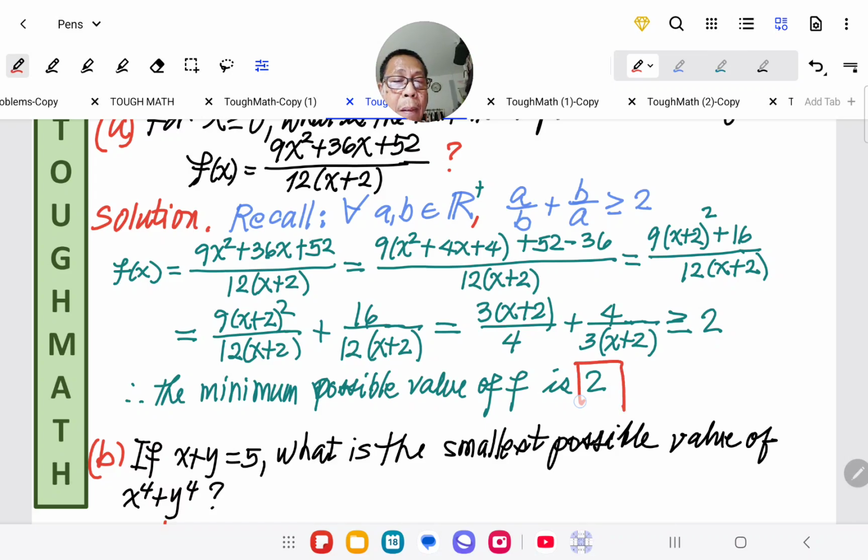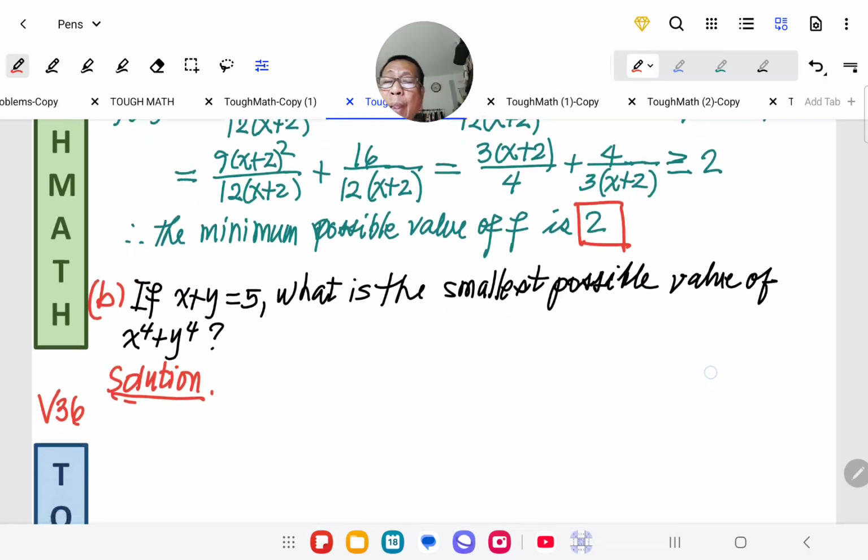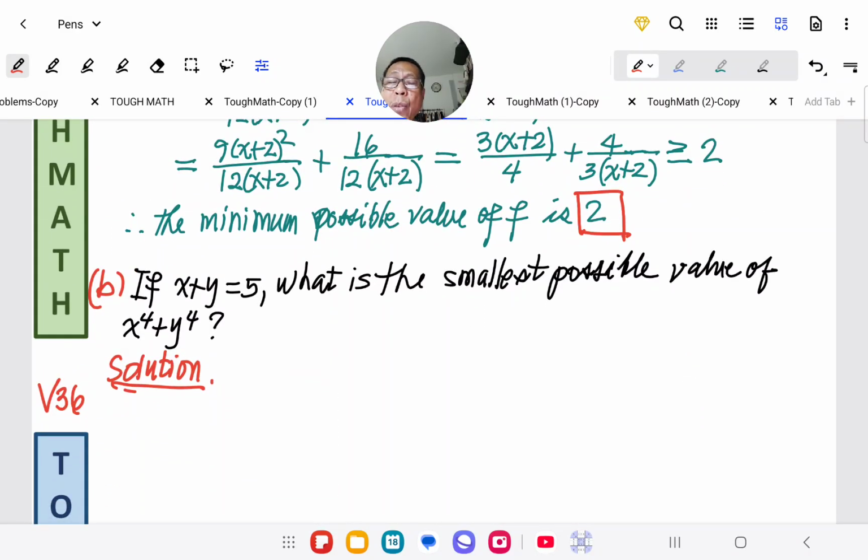Okay. So that's it for the first problem. For the second problem, we have if x plus y is equal to 5, what is the smallest possible value of the sum of x to the 4 plus y to the 4?